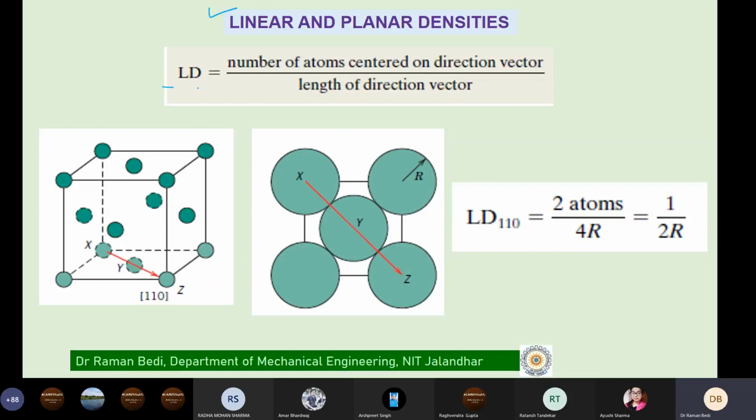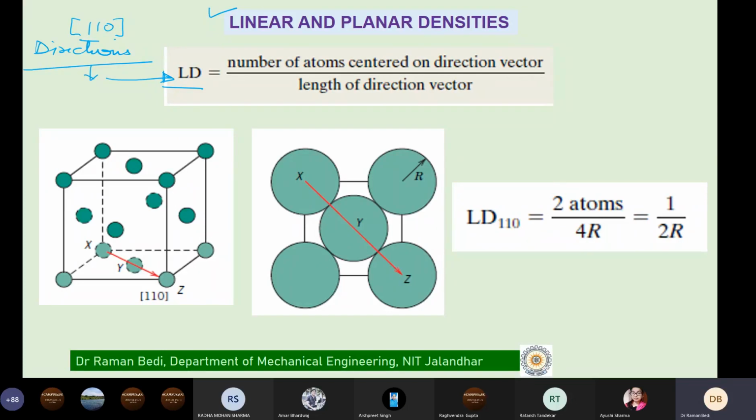So linear density is applicable in the case of directions. When I talk about crystallographic directions, just like the one which is shown here as 110, for the case of direction, the term linear density will be used. And what is the definition of this?